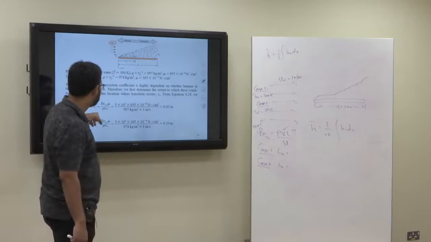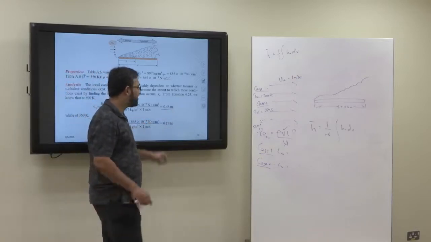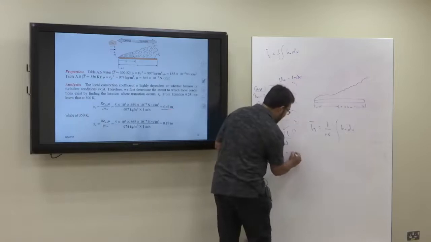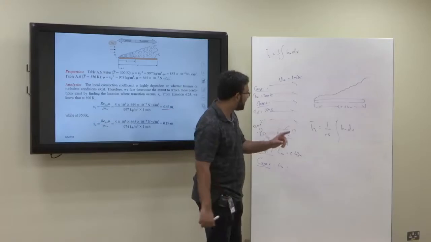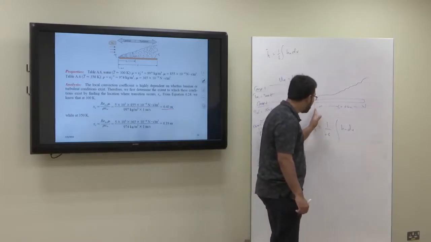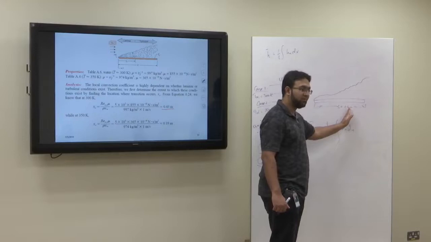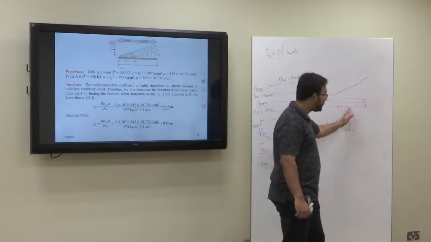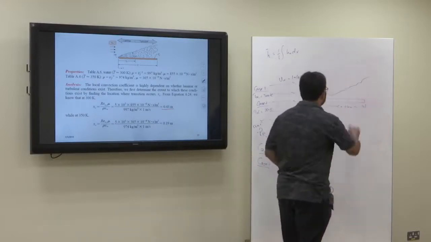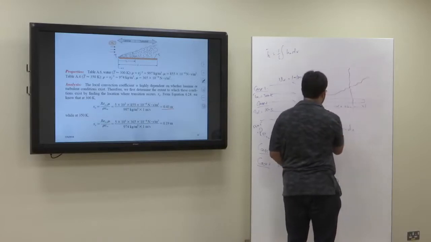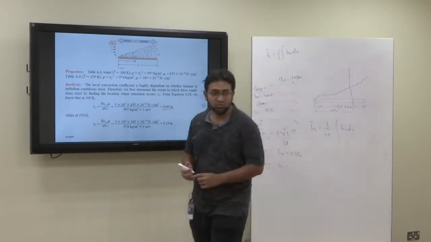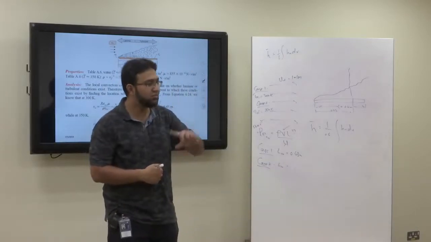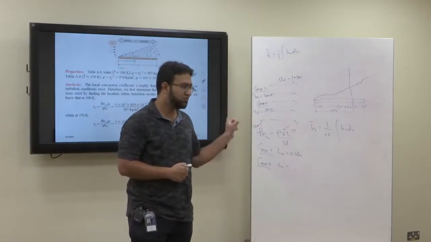Once I solve it, X critical comes out to be 0.43 meter for case 1. That means for case 1, from length 0 to 0.43 it remains laminar, and after 0.43 it becomes turbulent. Suppose 0.43 is somewhere here. In this region it remains laminar, and then it becomes turbulent. So over the entire plate, it is a combination of laminar and turbulent for case 1.